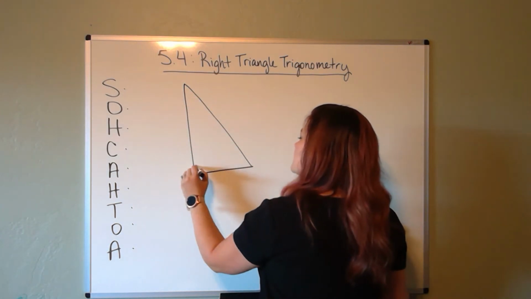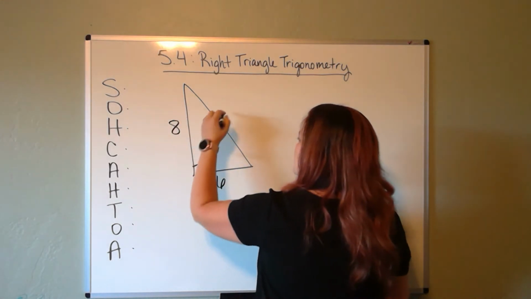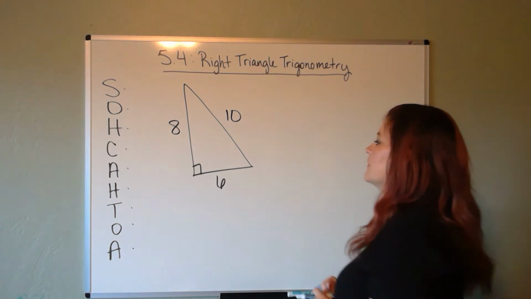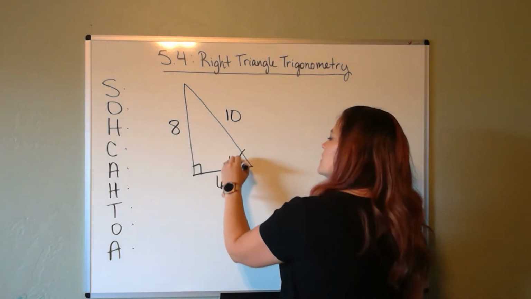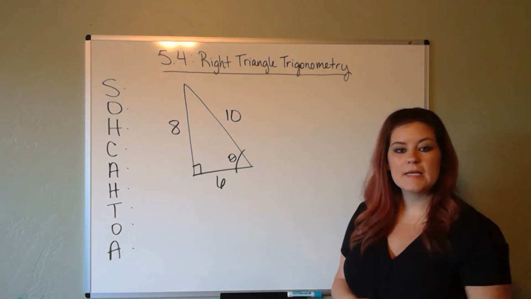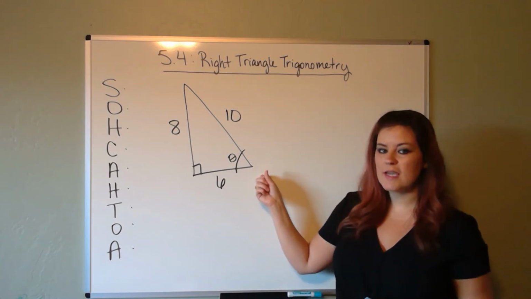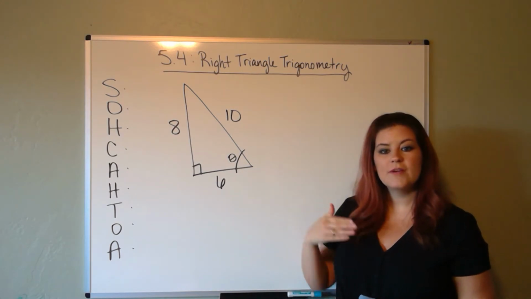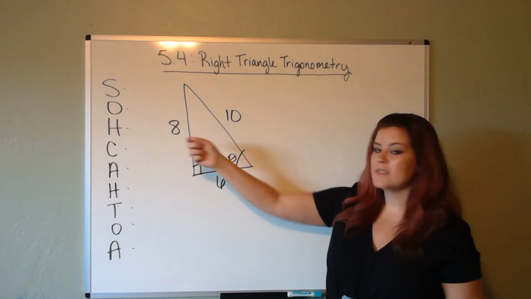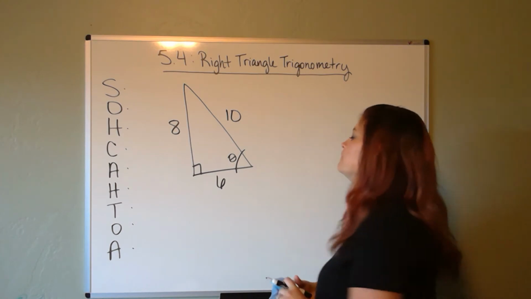So let's say I've got a right triangle. Let's say this bottom side is 6, the long side is 8, and the hypotenuse is 10. Let's say the angle theta that we're working with is down here. And I want to find the sine, cosine, and tangent of this angle theta. Notice I don't actually have to know the angle measure to find the sine, cosine, and tangent of that angle. As long as you have the sides, that's what gives you your answer, right? It's just the ratio of sides.